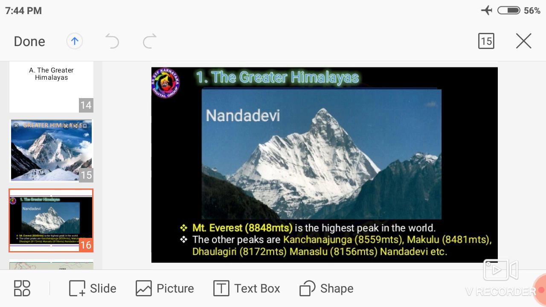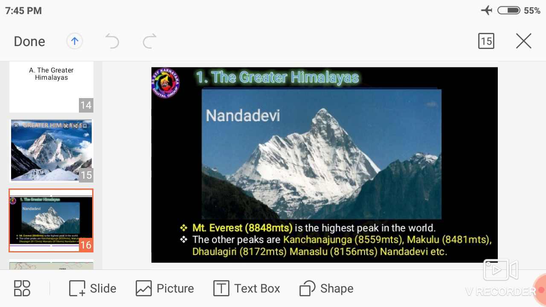These ranges have many high peaks, such as Mount Everest. Mount Everest is the highest peak in the world. Keep it in mind, very important. It is 8,848 meters high.